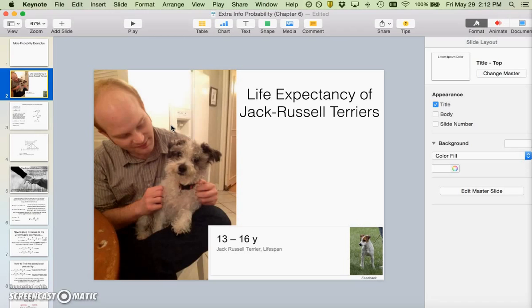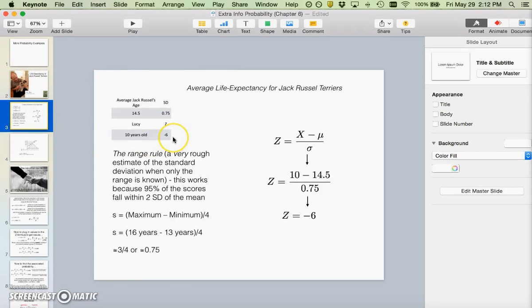So the average lifespan of a Jack Russell is 13 to 16 years, and you can look that up on Google. Now, unfortunately, a standard deviation isn't given with this calculation, but you can use something called the range rule, which is a very rough estimate of the standard deviation. And this only works because 95% of the scores fall within 2 standard deviations of the mean. And you'll note that we're assuming that the distribution is normally distributed.